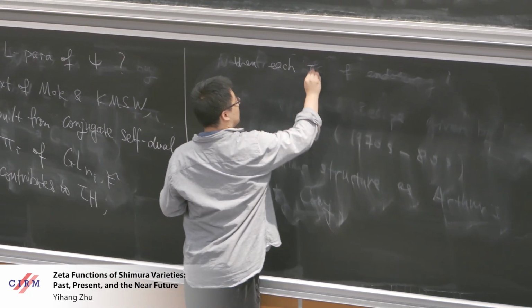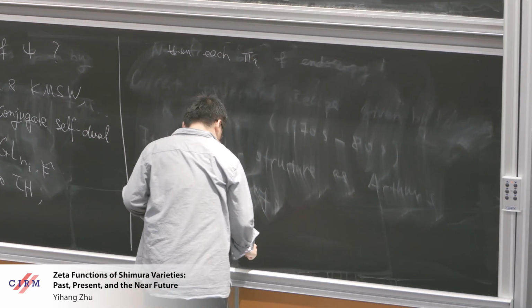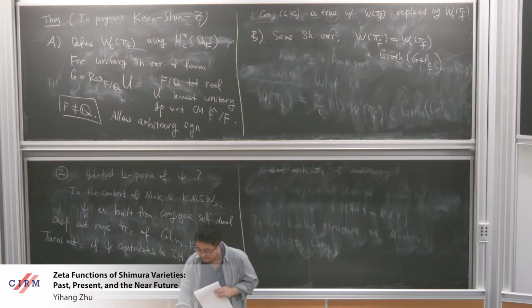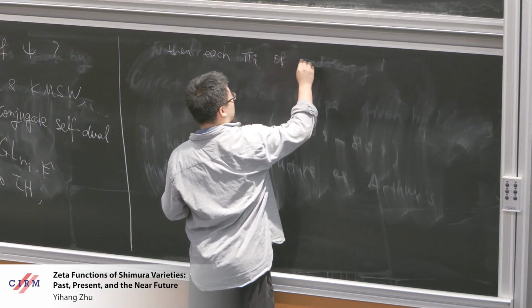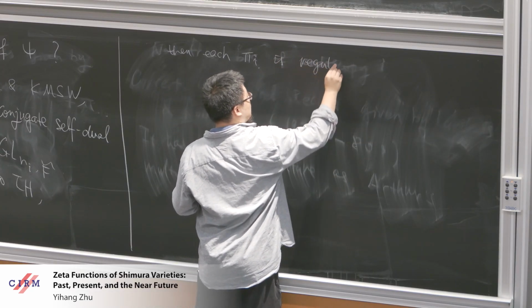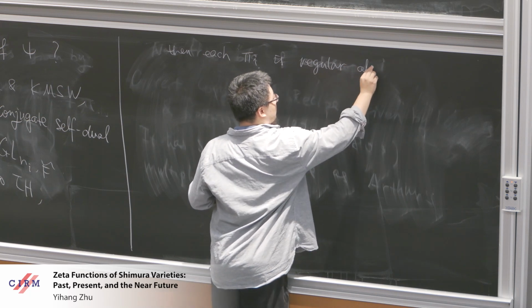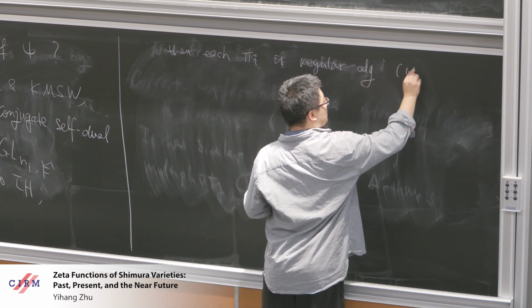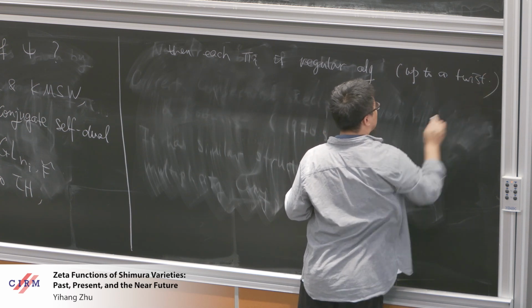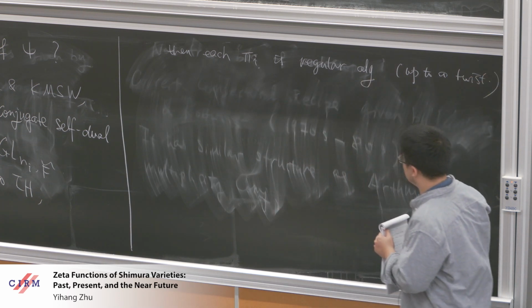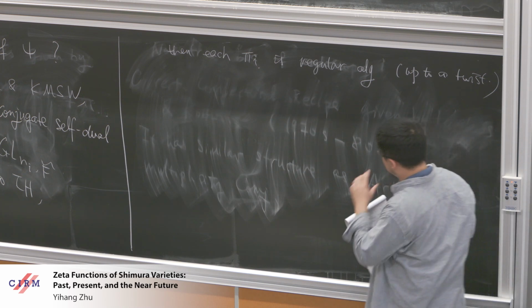And each pi_i is regular algebraic after a twist. Okay, so some easy argument tells you this.